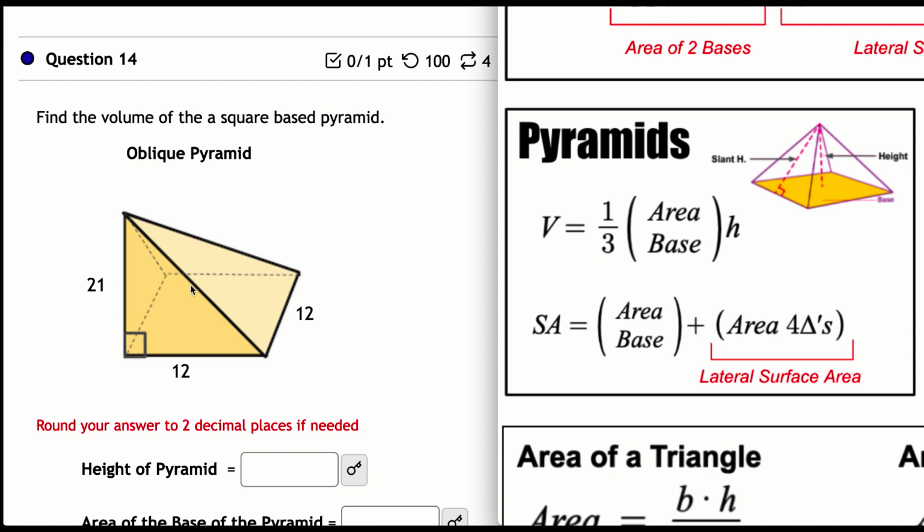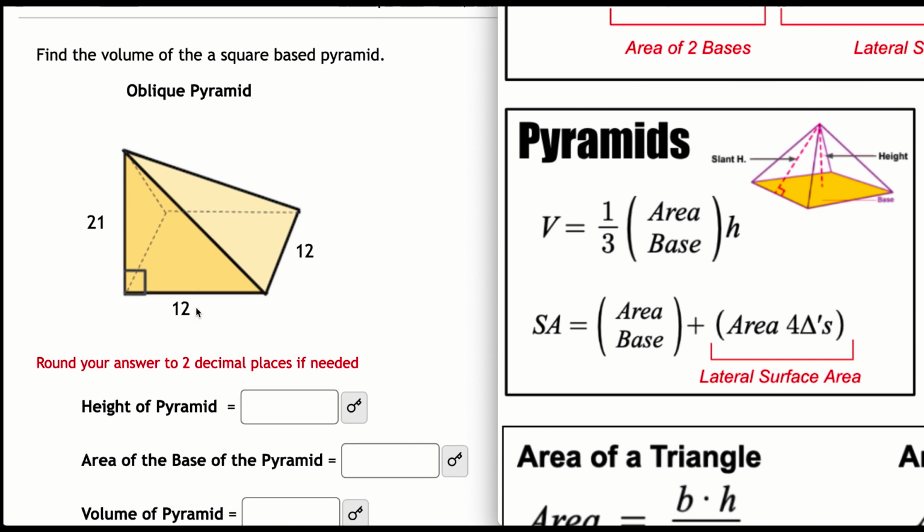Now this is a weird looking kind of pyramid. It's like the apex or the tip of the pyramid has been pulled over directly above one of the corners of the base. It does not matter where that tip is, as long as you know how high it is to the base of this pyramid. It makes it look weird here, but we'll figure it out from here.